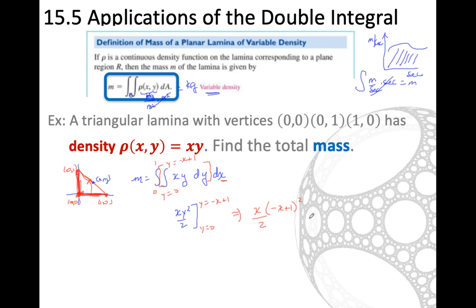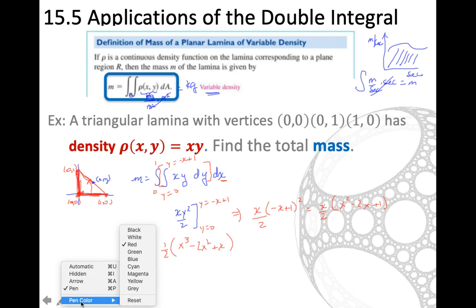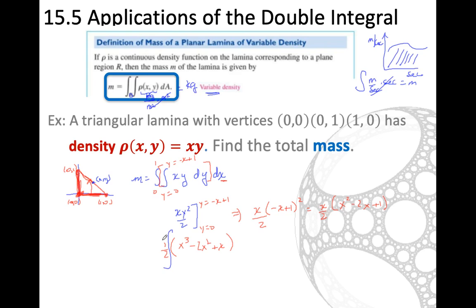Minus 0, right? But when I expand that out, I get x over 2 times x squared minus 2x plus 1. And so that ends up being 1/2 times x cubed minus 2x squared plus x. And that I am going to integrate dx.